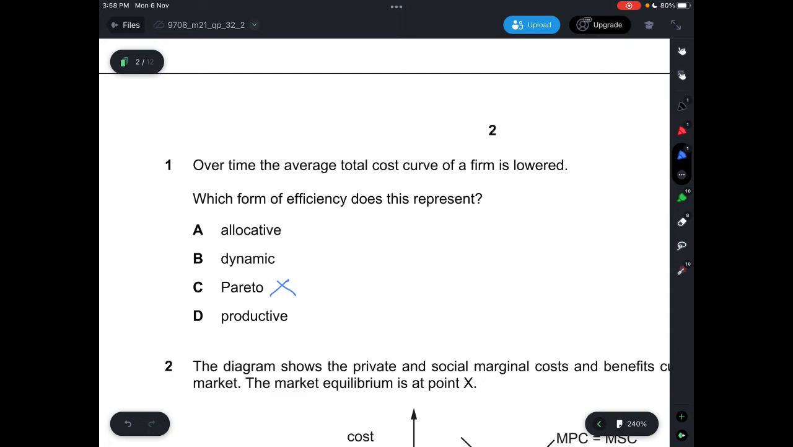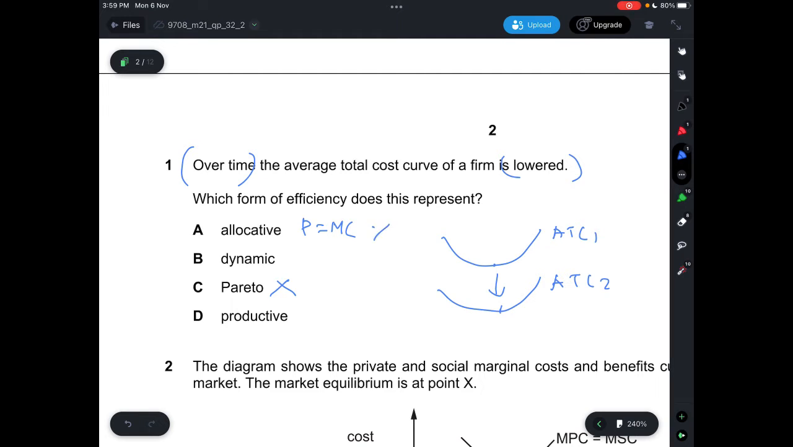So if you look at the question, it says over time, the average total cost curve of a firm is lowered. This means that your average total cost curve, for example ATC1, drops to ATC2. This is what the question wants us to answer. A is allocative efficiency, when price equals marginal cost. The answer is not this one, because nothing says that price equals marginal cost, or that the items are produced at the social optimal level.